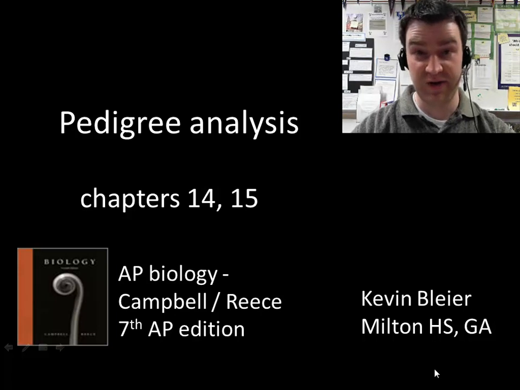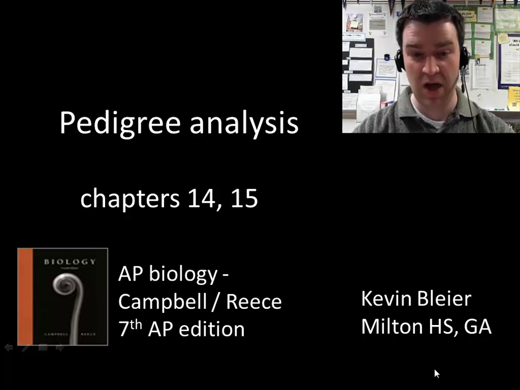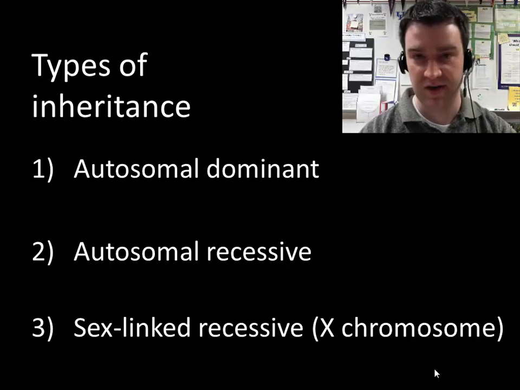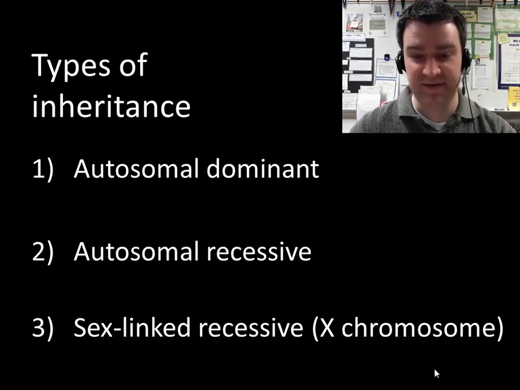So we're going to talk about pedigree analysis in this video. We're going to talk about how we can use family histories to determine how a trait is inherited. We're really interested in this course in three possible types of inheritance. There are others, but here we're just going to focus on whether something is autosomal dominant, autosomal recessive, or sex-linked recessive. If it's sex-linked, we're assuming that the gene is going to be on the X chromosome. We are not going to do Y-linked inheritance here.